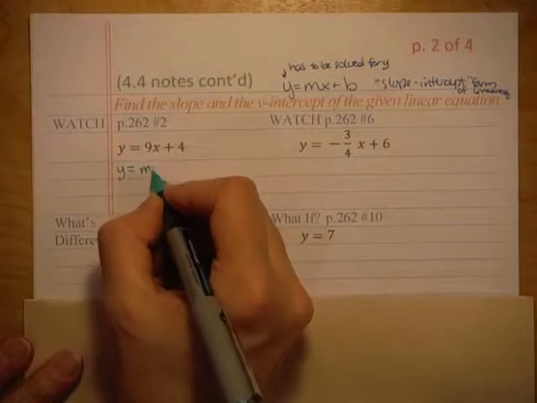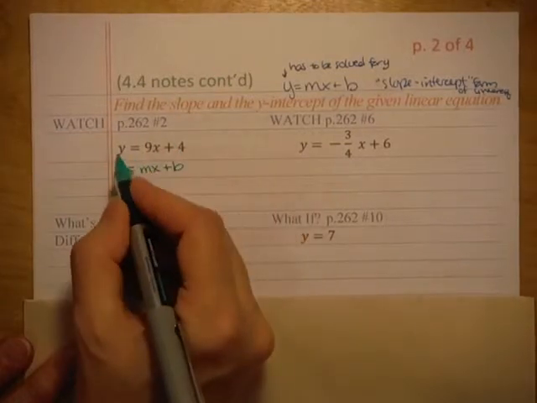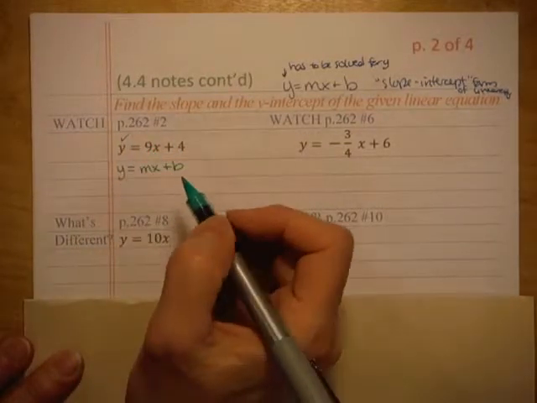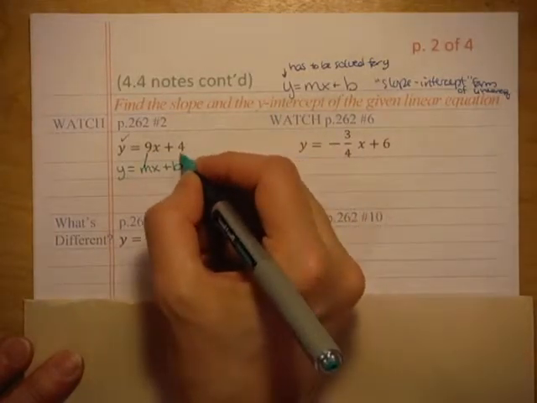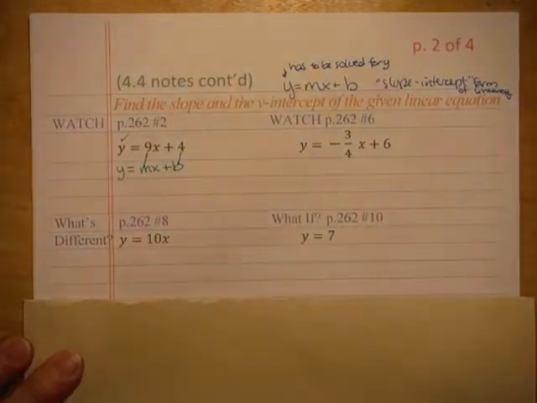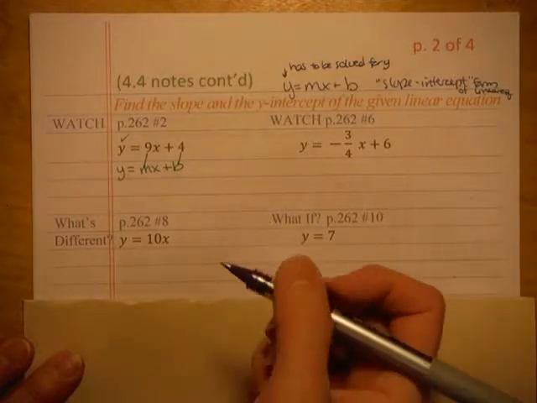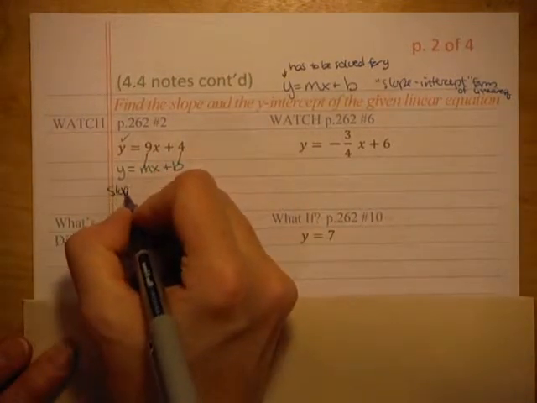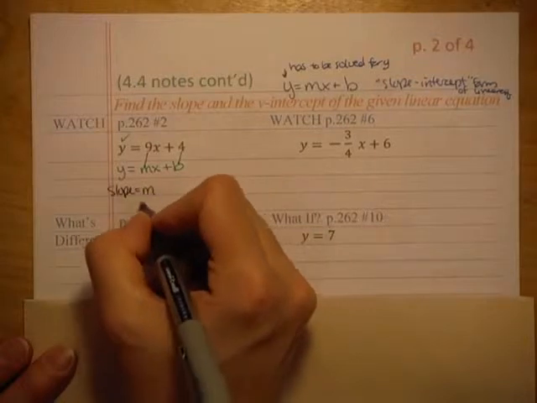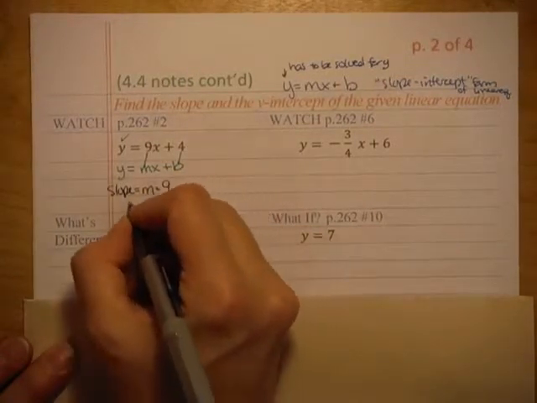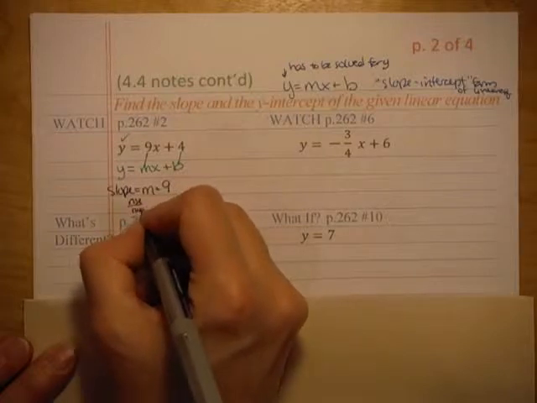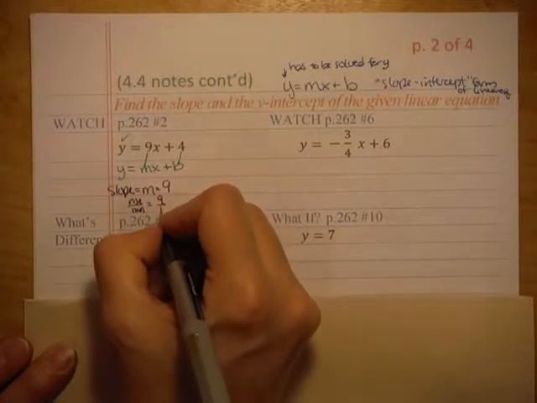So y equals mx plus b. This is solved for y, so I check that off. And now I can just take my slope, which is in front of the x, and my intercept, which is the letter that's being added. So our slope is equal to m, which is equal to 9. And so that would mean our rise over run in terms of the graph would be 9 over 1.